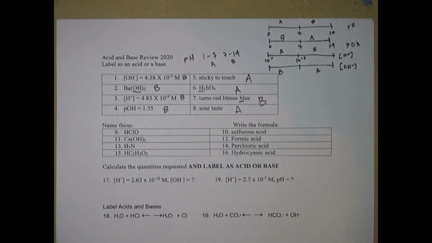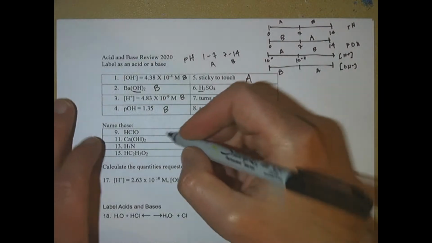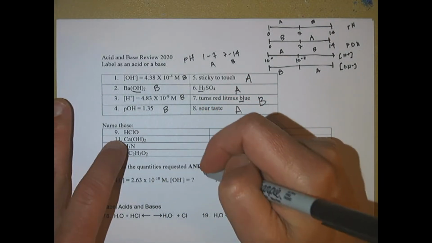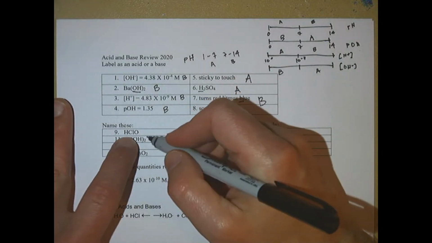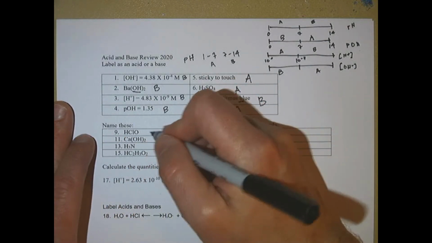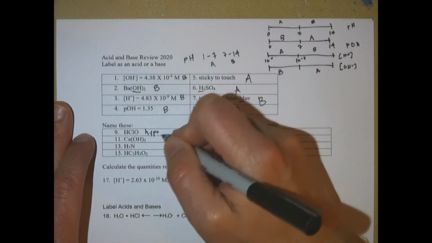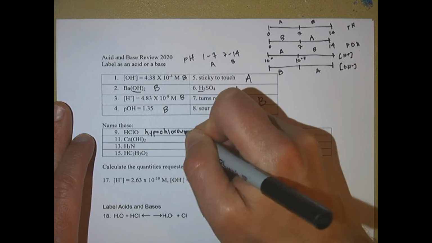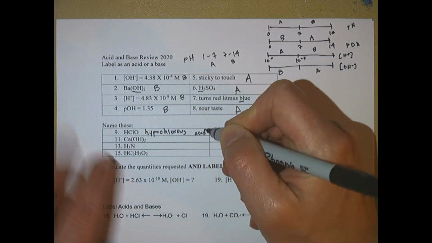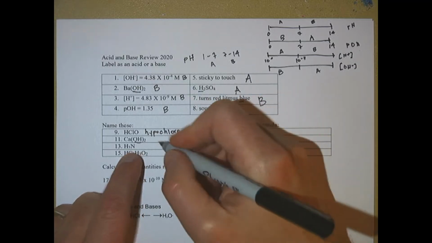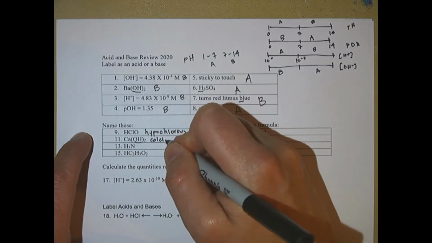So for naming acids and bases, you're just using the 3 acid-base naming rules. If something is hypochlorite, ClO, this would be hypochlorous acid. Has an OH in it, so it's a base, such as calcium hydroxide.